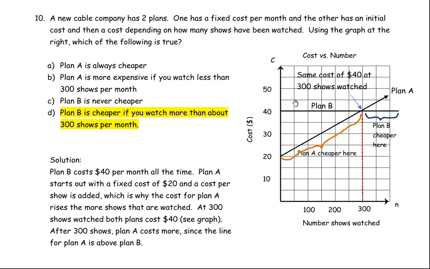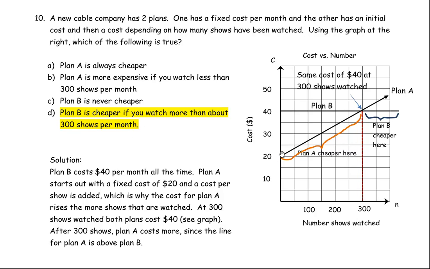Now, if you're taking a look at the question online or the downloaded PDF, I've added several things to this. All you see on yours is the Plan B line here, the Plan A line, and that's it. So I've added some to help with my solution here. So Plan A is cheaper is answer A. Plan A is more expensive if you watch less than 300 shows. Plan B is never cheaper. And then Plan B is cheaper if you watch more than about 300 shows per month.